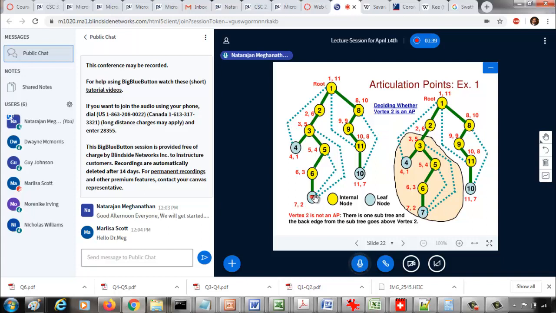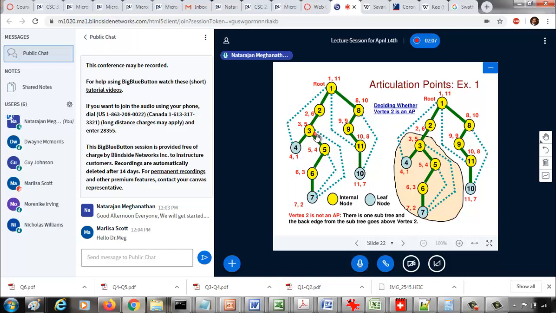If the graph gets disconnected and you decided that it's an articulation point, yes, it is right. If the graph does not get disconnected, then the vertex is not an articulation point. Alright, so leaf nodes are not articulation points. Then for the root node, if it has at least two child nodes, meaning you should have at least two tree edges down to some child nodes, then the root node is an articulation point.